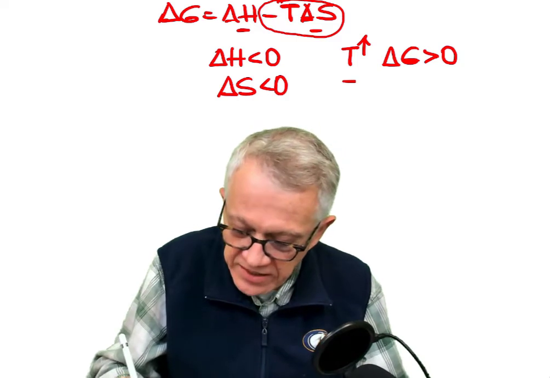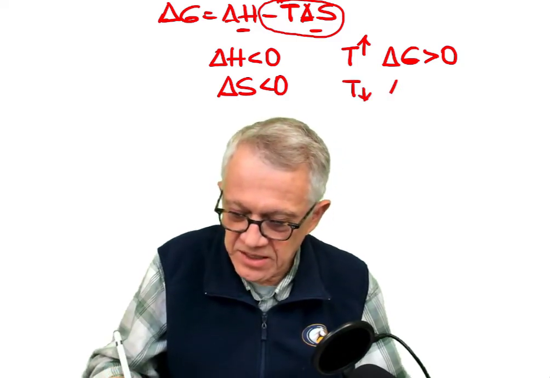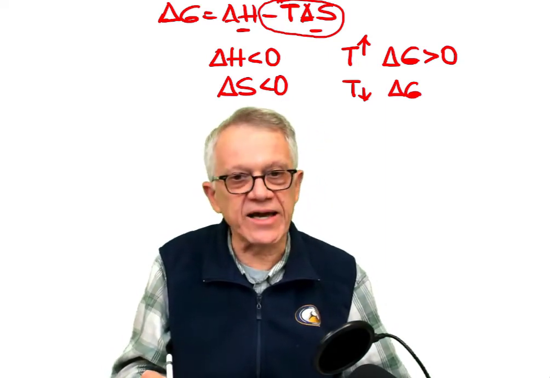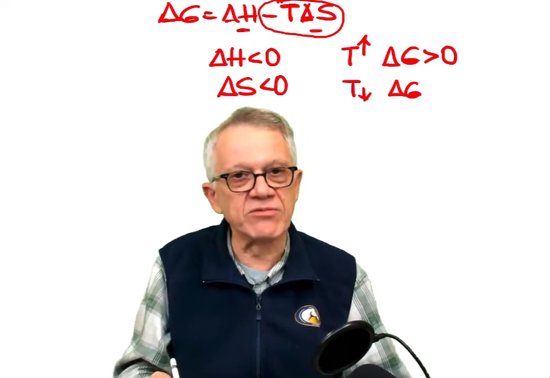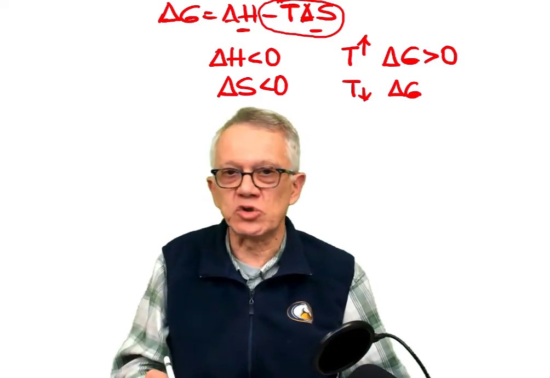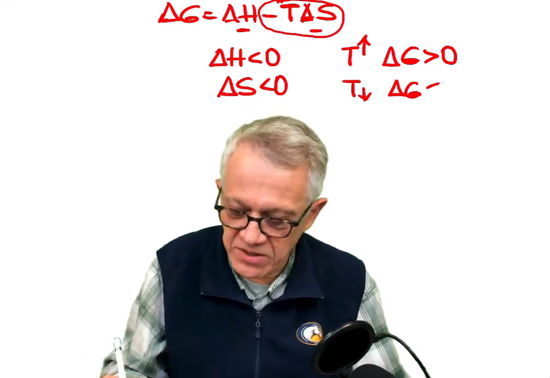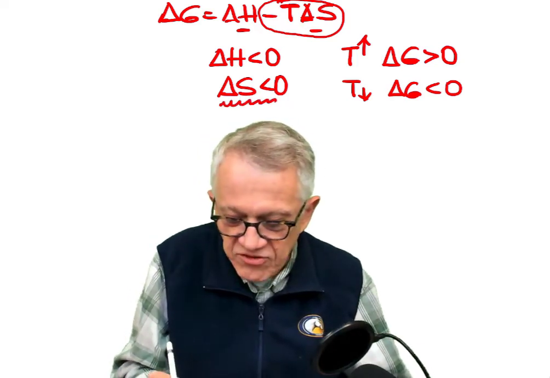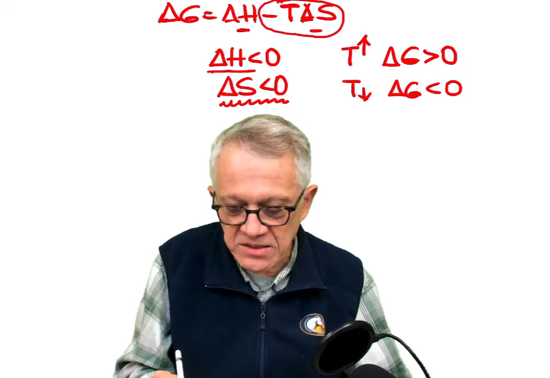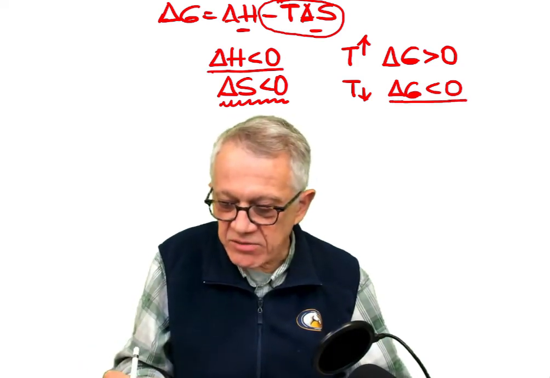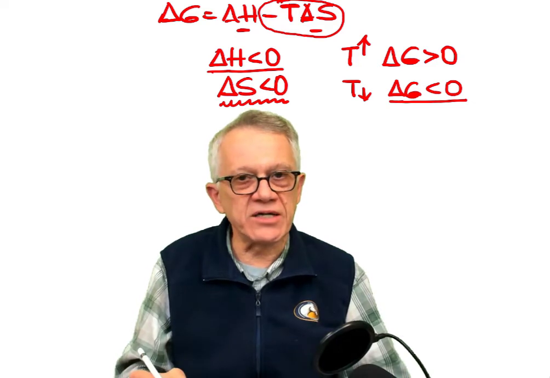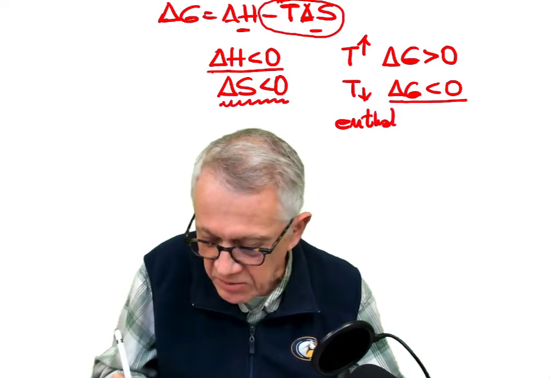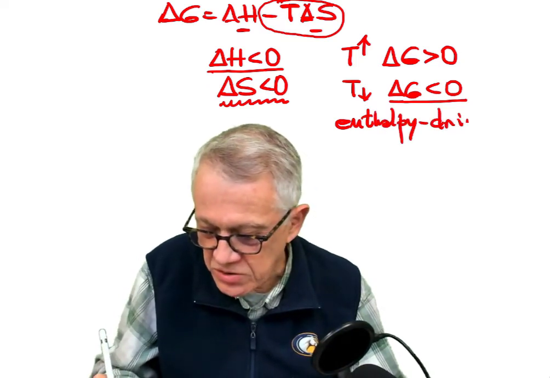But at lower temperature, if the temperature is very low, this term, minus T delta S, may be so small that it's not going to be able to counter the negative value of delta H. So the overall result might be smaller than 0. In a situation like that, the entropy is not favorable, but the enthalpy is favorable, and the process has delta G smaller than 0, so it is spontaneous. We call this an enthalpy driven process or reaction.